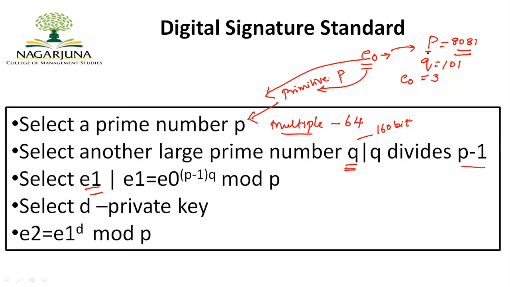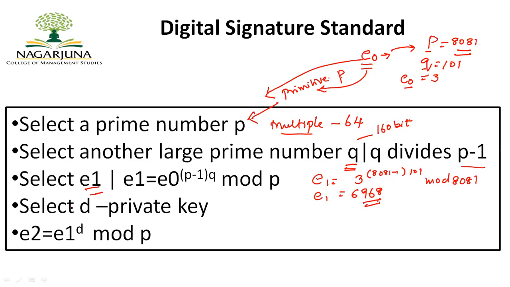Now once we have P, Q, and E0, let us calculate E1. By substituting, E1 is equal to E0, which is 3, to the power of (8081 minus 1)/Q, where Q is 101, mod 8081. So you get the answer for your E1 as 6968. So that's the value of your E1.